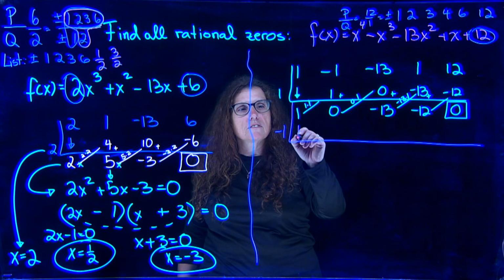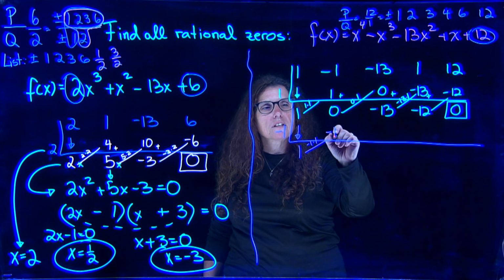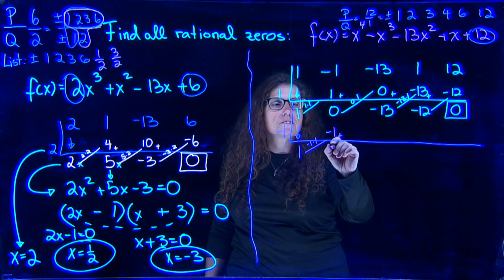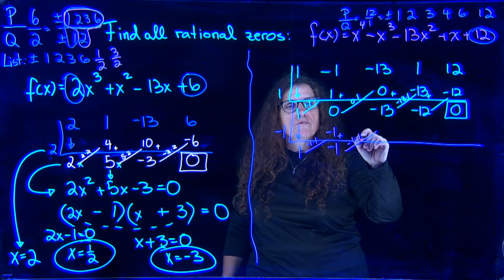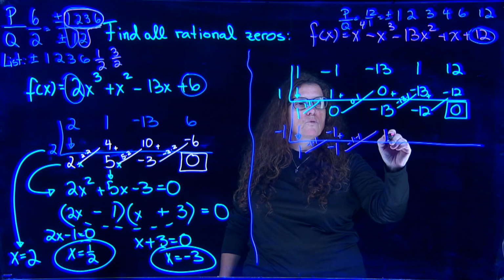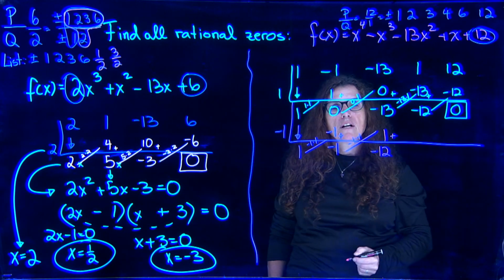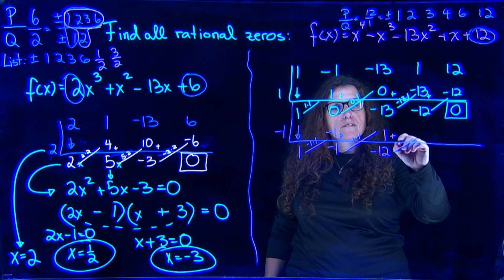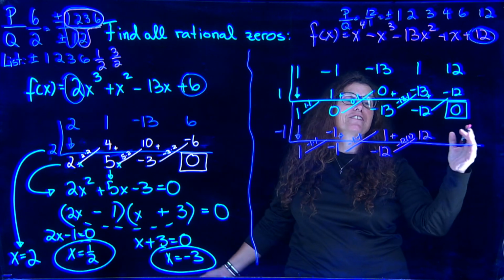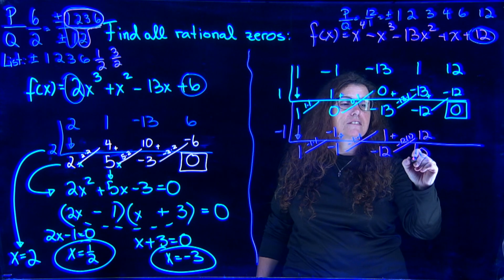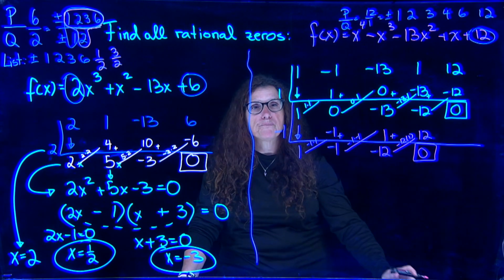So I'm bringing down the first coefficient, which is 1. Negative 1 times 1 is negative 1, plus 0 is negative 1. Negative 1 times negative 1 is a positive 1, plus a negative 13 is a negative 12. Negative 12 times a negative 1 is a positive 12. Oh, look at that. It's like I knew already that this works. So your remainder is 0.